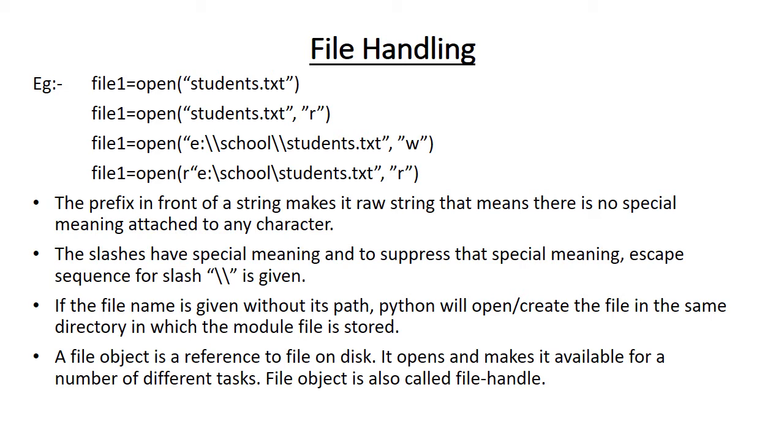Suppose you are writing E colon slash school slash students.txt, w. There is a chance of triggering different escape sequences, for example, new line, or for example slash t. If a file name starts with t, or if a file name starts with n, in Python, slash n stands for new line, slash t stands for tab space. So that's why we are using two backslashes.